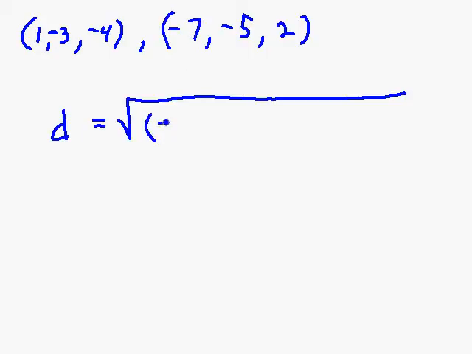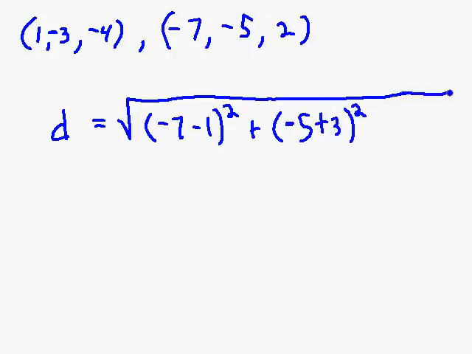I'm going to take -7 and subtract off 1, and you square that. Add that to the difference between the y-coordinates squared. So that's -5 minus -3, which turns out to be -5 + 3, quantity squared. And then take the difference between the z-coordinates and square that. That'll be 2 minus a -4, 2 plus 4, quantity squared.